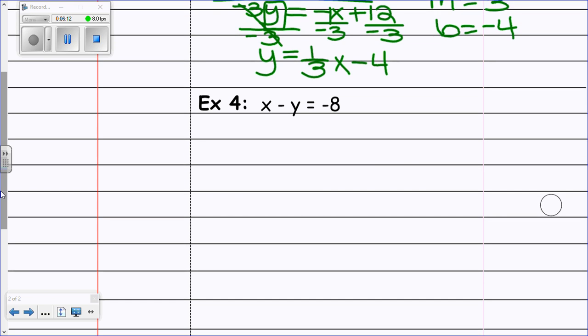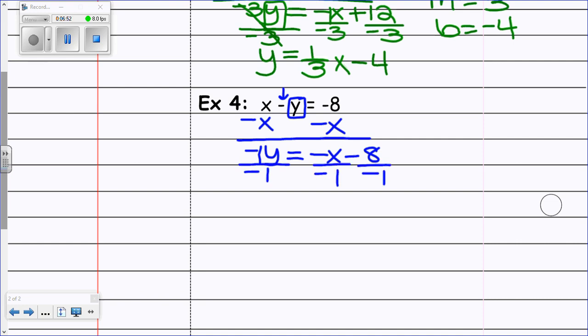Example 4, we got x minus y equals negative 8. So again, we want y by itself. So we are going to subtract x from both sides. Now, be careful, we got that minus there, so we bring that down. Negative y is equal to x term first, minus 8. Now, we're not done because we don't want to know what a negative y is. We want to know about a positive y. And just in case you forgot, that really is a negative 1. So we're going to divide everything by negative 1.